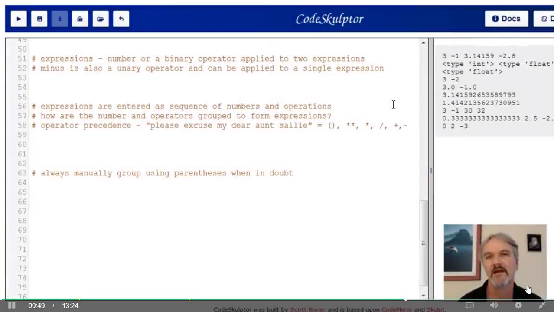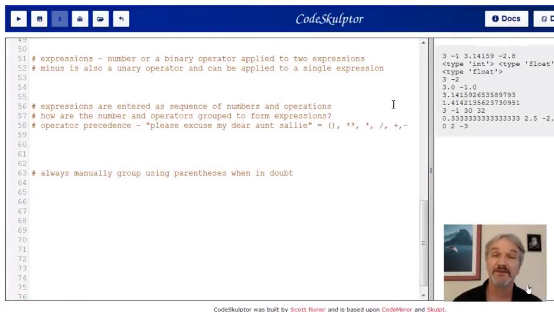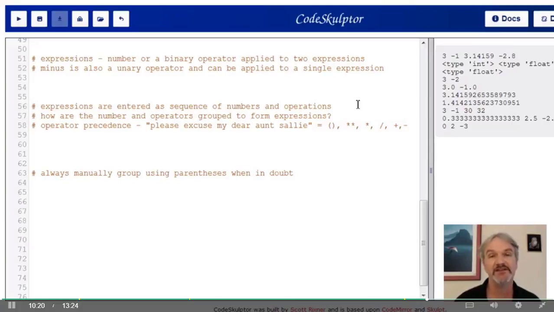All right, we know about numbers, we know about arithmetic operators. Now we're ready to build arithmetic expressions. The idea is fairly simple. An arithmetic expression is either a number or an arithmetic operator applied to two arithmetic expressions. This is our first example of a recursive definition. So for example, 2 is an arithmetic expression. 2 plus 3 is an arithmetic expression because we've applied the plus operator to two arithmetic expressions, 2 and 3.